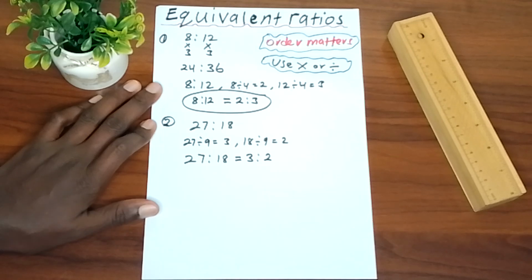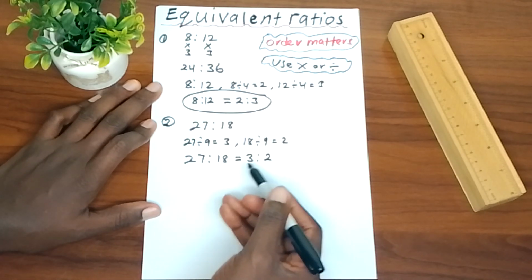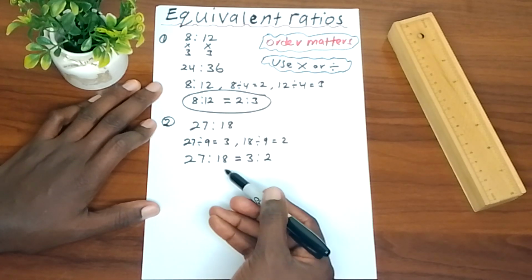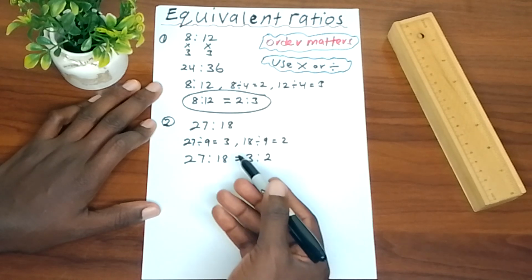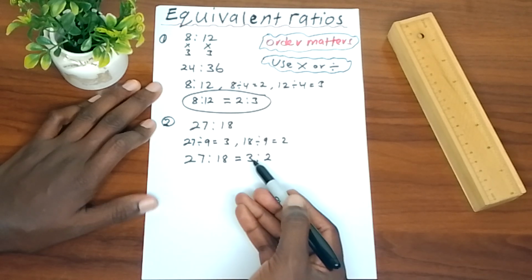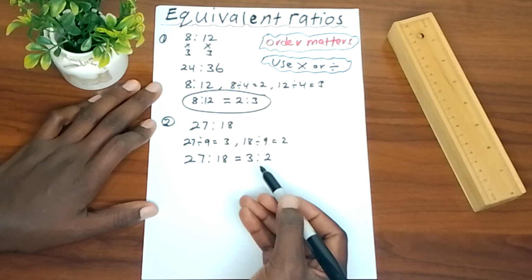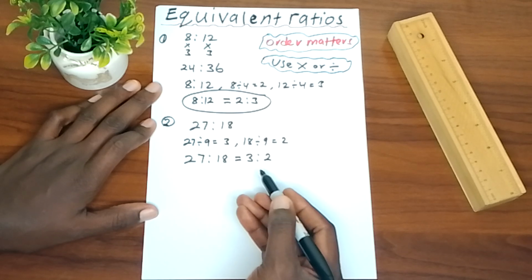The order matters. Order matters here. If you write 27 to 18 is equivalent to 2 to 3, that's a different thing. So consider the order here.